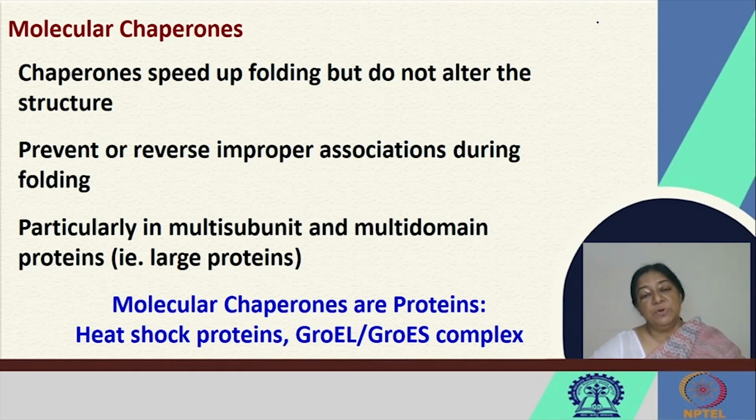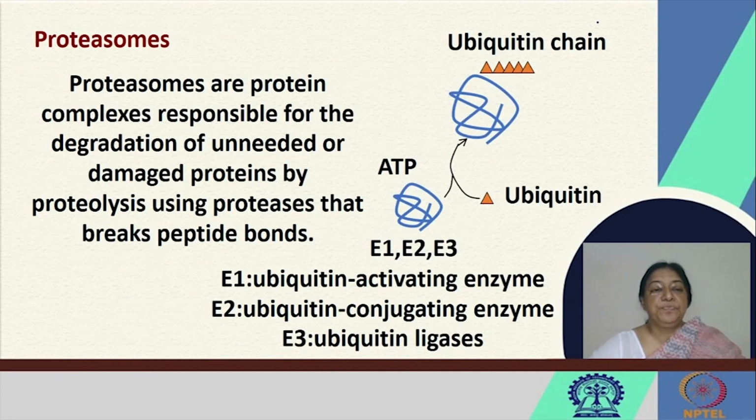The molecular chaperones themselves are proteins, and there are two very important types. One set is the heat shock proteins, and the other is the GroEL-GroES complex. We will see in brief how these play a role in protein folding and how they can assist in protein folding and are true molecular chaperones.